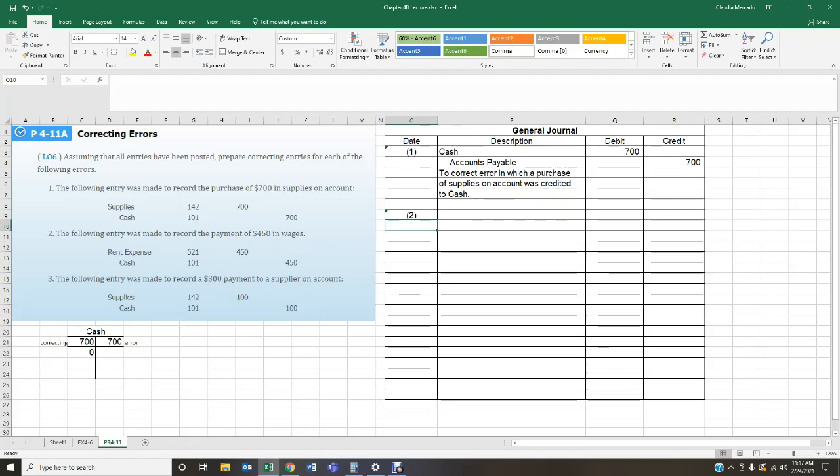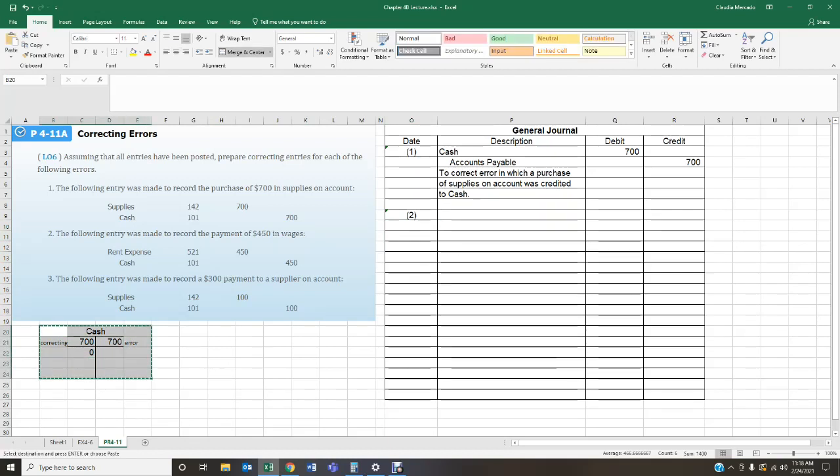Okay? So the first thing is identify what is right, what is wrong. Cash is correct. So we don't need to touch the cash transaction. Okay? What we're going to focus on is the incorrect, which is rent expense was debited. Okay? Rent expense has nothing to do in this transaction. So we debited rent expense $450.